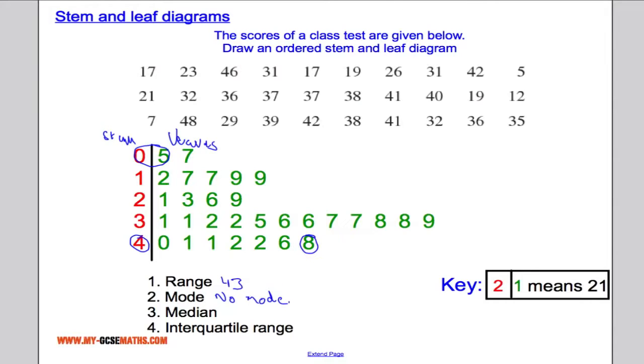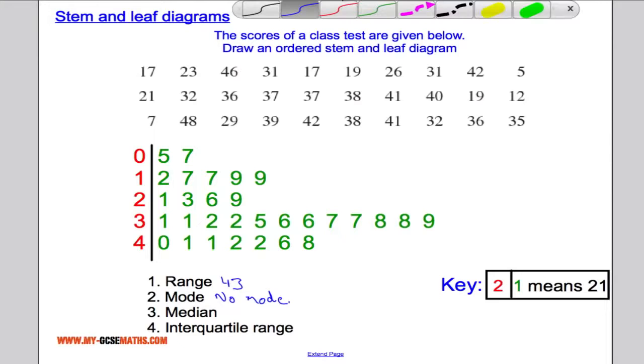The median is found just like we would with a list of data. I want the middle data point, and again, if you've looked at my previous video, what I like to do is count all the data points. I've got 30 data points. That means the middle one will be between the 15th and 16th data point. So let's count along. 1, 2, 3, 4, 5, 6, 7, 8, 9, 10, 11, 12, 13, 14, 15, and 16. So the middle data point is in here somewhere.